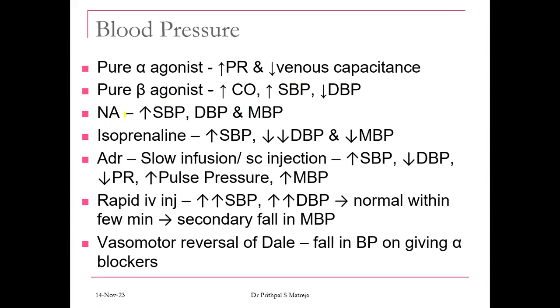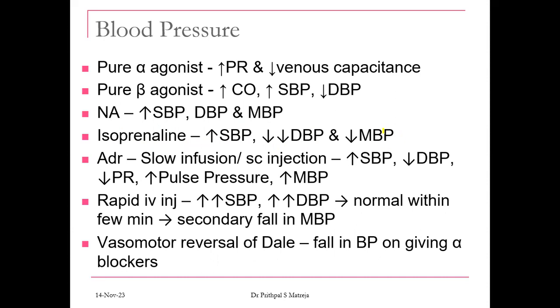Now, talking about noradrenaline, if we remember, in the previous slides I told you that noradrenaline acts equally on alpha 1, alpha 2, beta 1, and beta 3 receptors, whereas it has minimal activity on the beta 2 receptors that are present in the blood vessels. So it causes an increase in systolic blood pressure, diastolic blood pressure, and mean blood pressure. Isoprenaline is a selective beta agonist, so it will act specifically on the beta 1 and beta 2 receptors. So it increases the systolic blood pressure, decreases the diastolic blood pressure significantly, and also decreases the mean blood pressure.